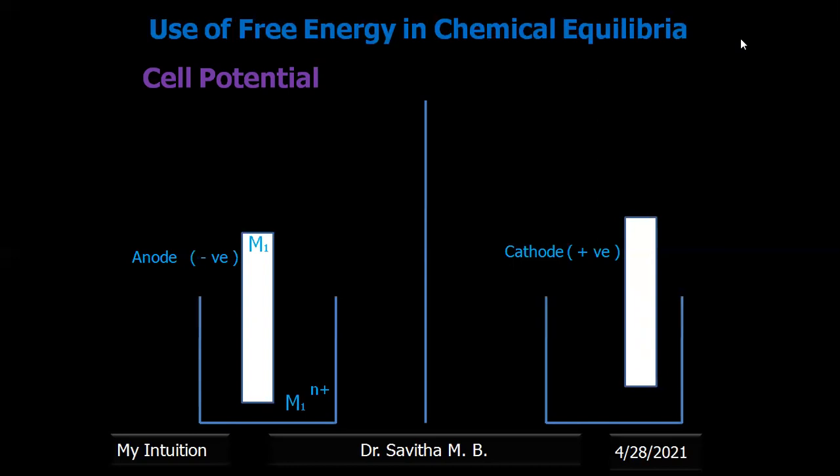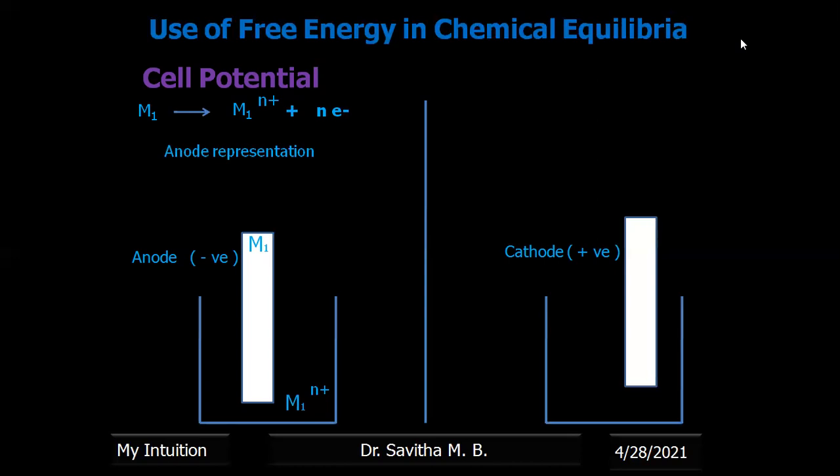Metal M1 is in contact with its own ions, that is M1 n+. That means n electrons are liberated. As you know, at the anode oxidation takes place, that is dissolution takes place. The metal M1, which we have taken as anode, dissolves or undergoes oxidation to give n electrons, and these n electrons enter the external circuit and go to the cathode compartment, whereas the ions dissolve into the solution. So how do we represent the anode half cell?